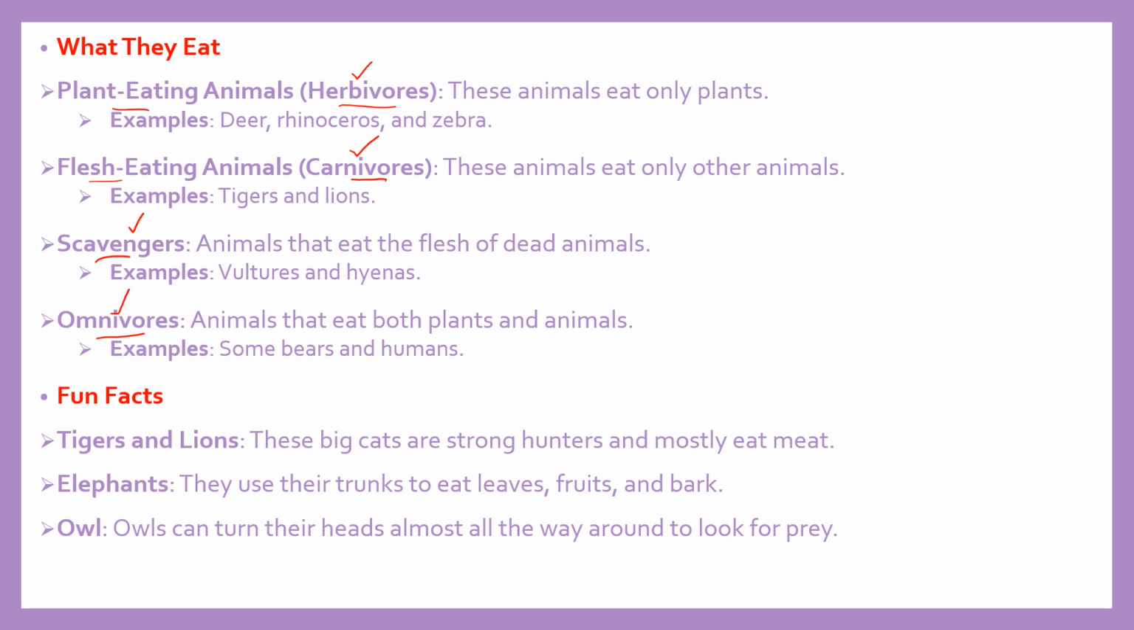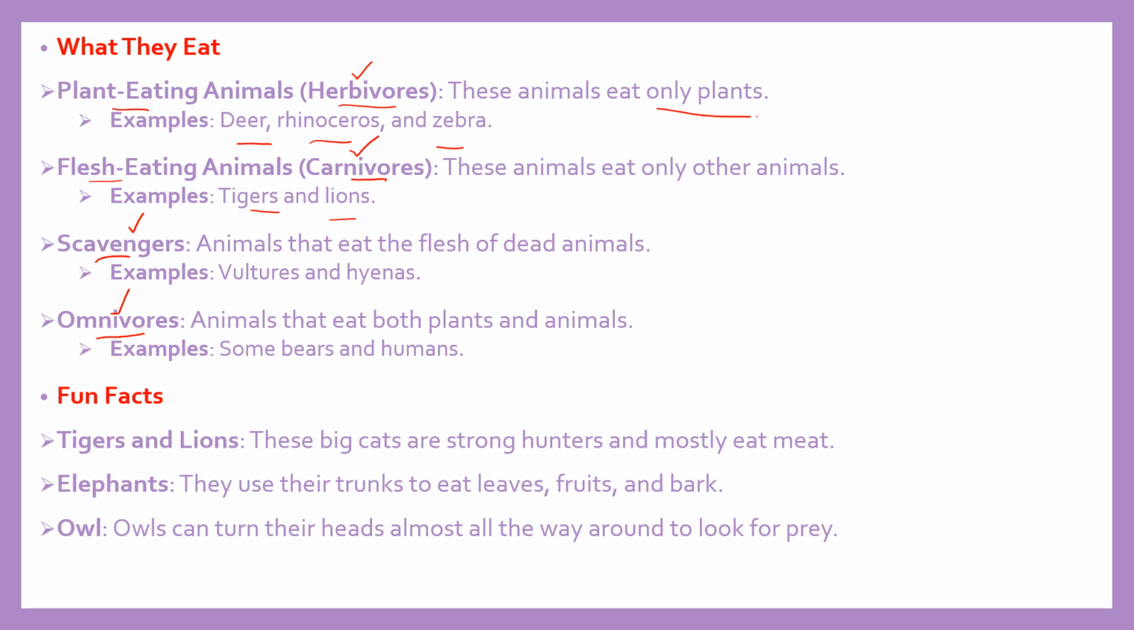So, what is that? Plant eating animals are called herbivores. These animals eat only plants. And what are the examples? Deer, rhinoceros, and zebra. And how about the flesh eating animals? What are they called? They are called carnivores. These animals eat only other animals, like tigers and lions. Have you ever seen tigers and lions eating plants? No. So those are called carnivores, and they eat other animals like deer. They'll jump upon the deer, pounce on the deer and eat them.